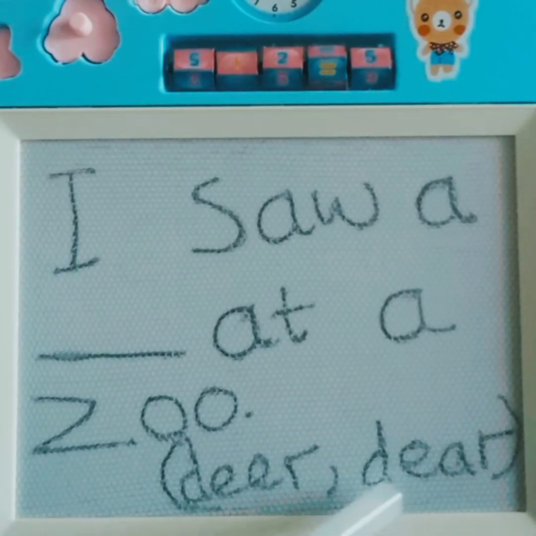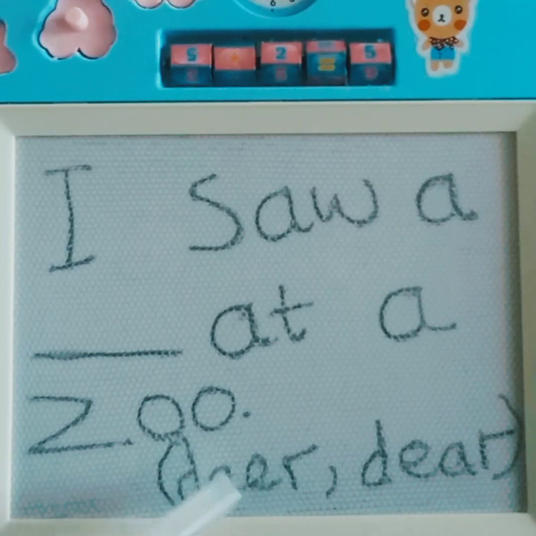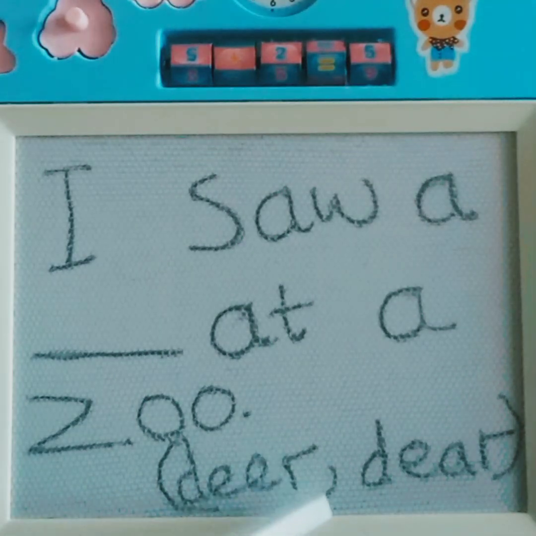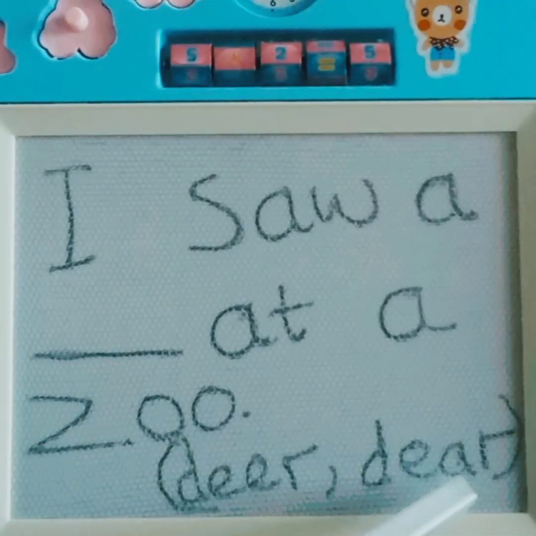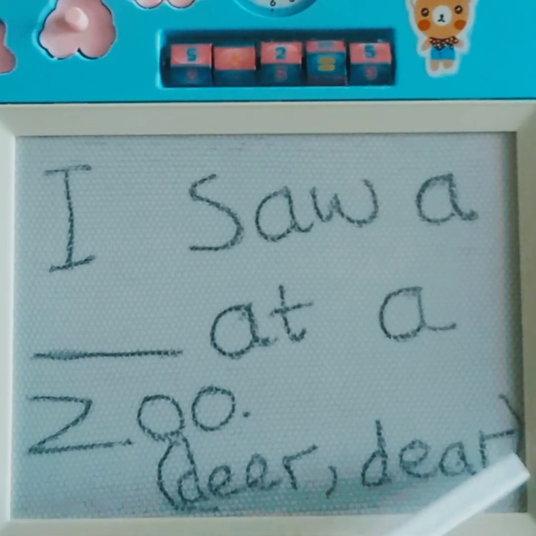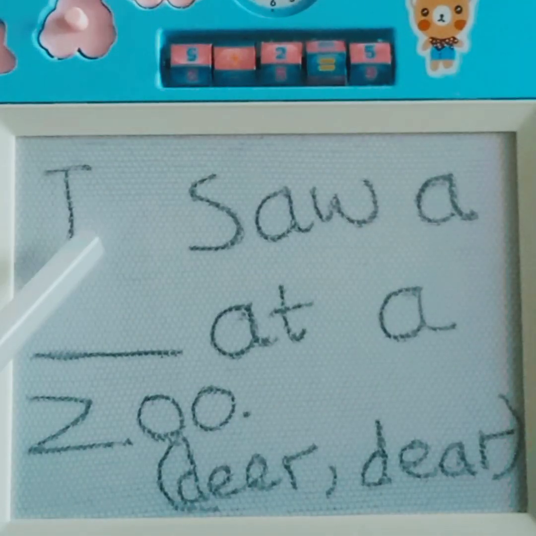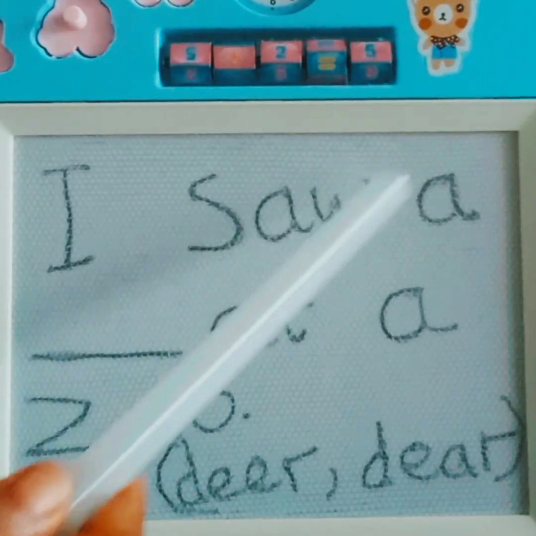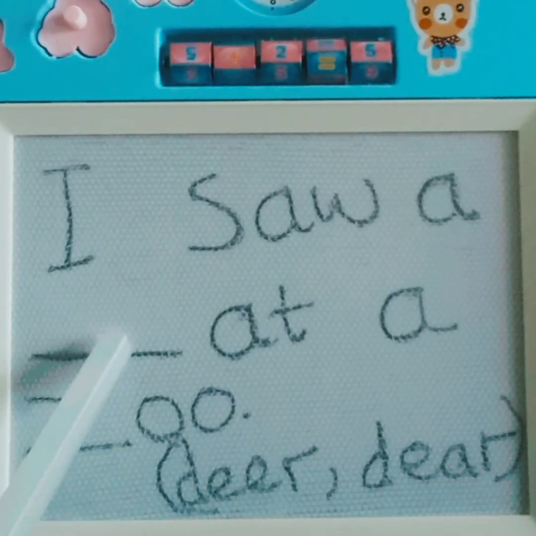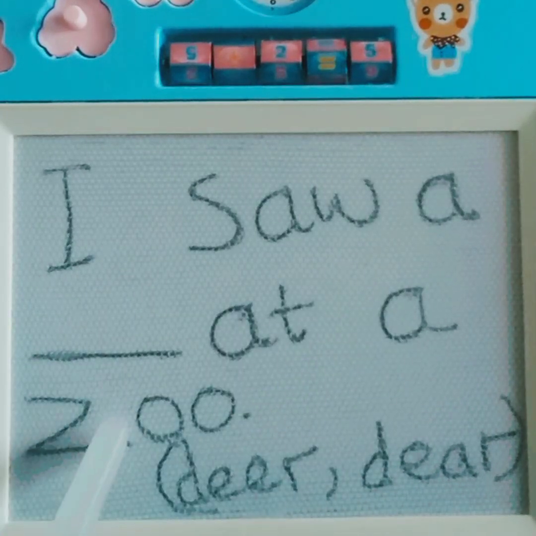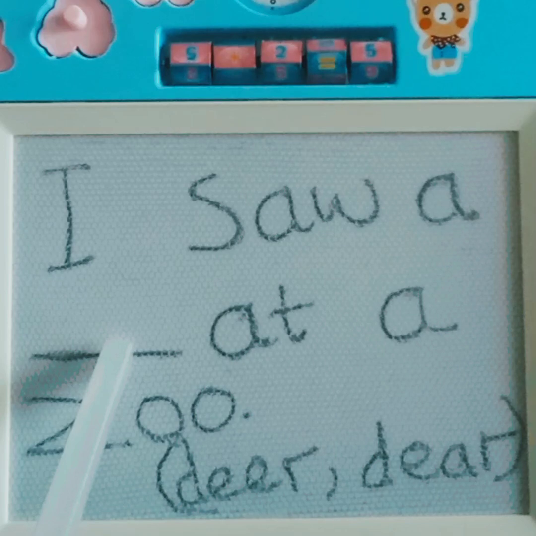This is a homophone. This is deer, D-E-E-R. And this is also pronounced dear, D-E-A-R. The sentence is, I saw a deer at a zoo. Is it this deer or this deer? What is the right answer?